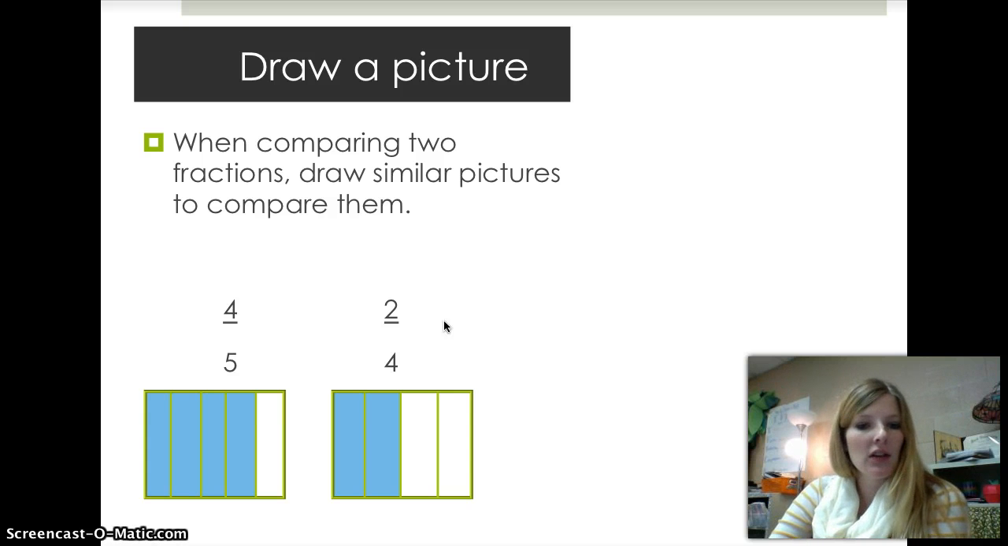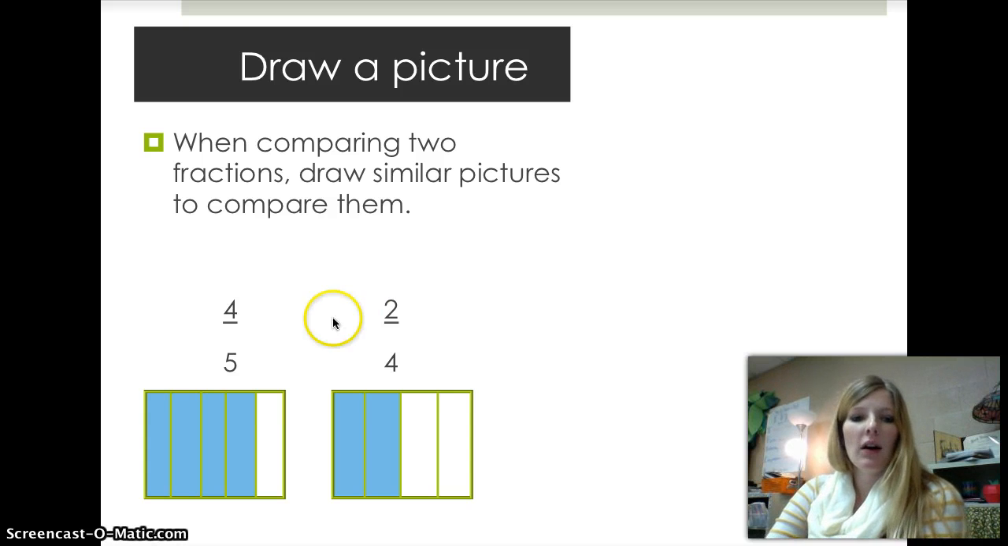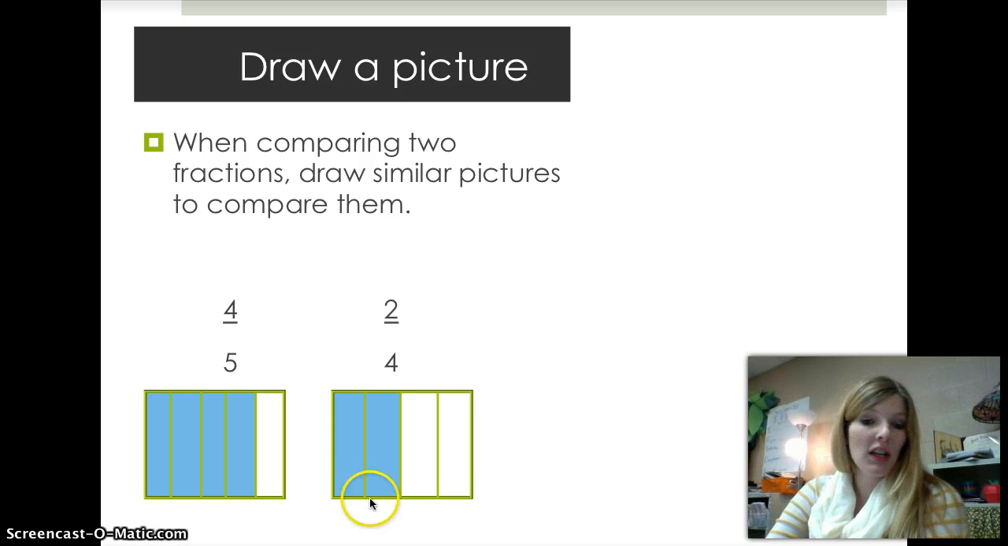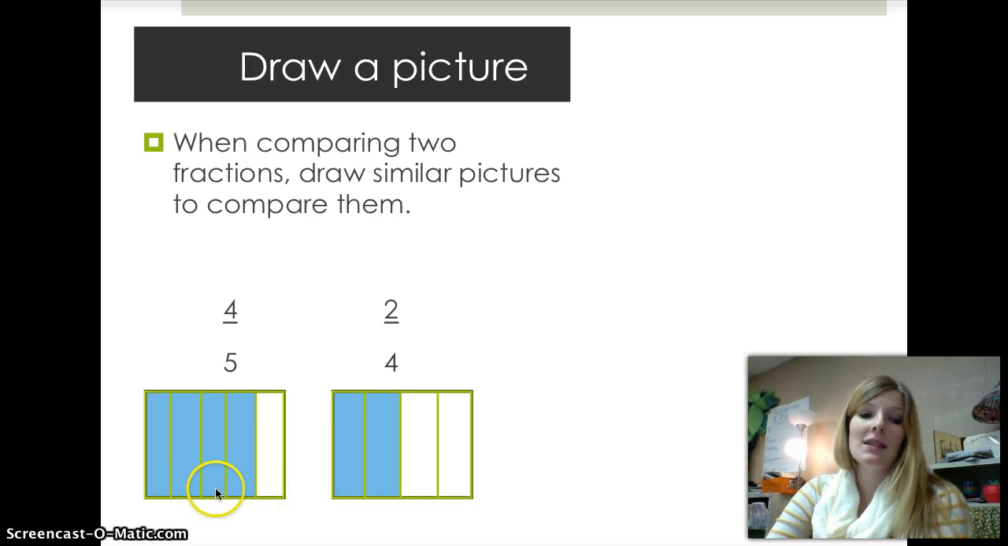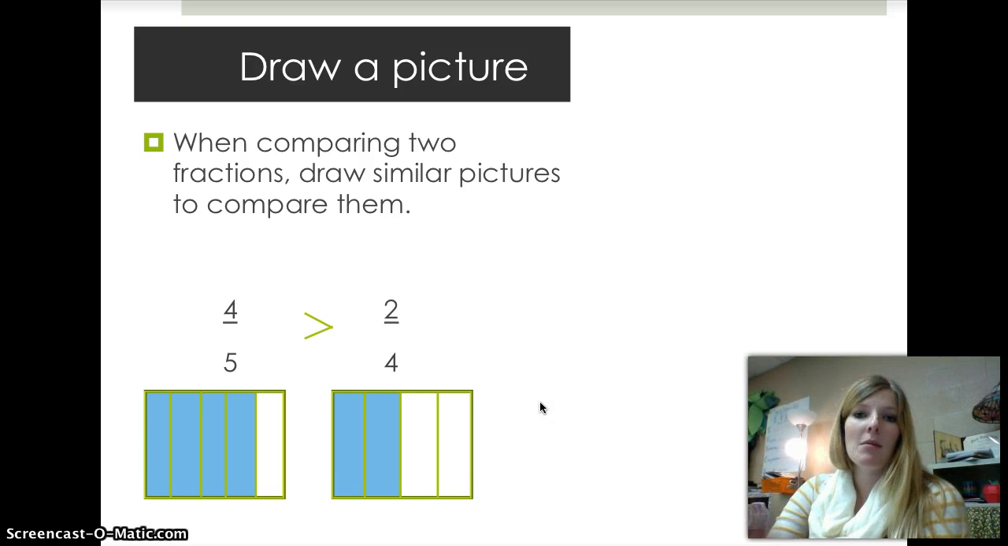So now you just need to take a look at the picture and see, well, which picture has more shaded in? Is it this one, or does it look like this one? Using your best judgment, I would say 4/5 has more shaded in, so 4/5 is the greater fraction. Remember, the alligator or the Pac-Man mouth always wants to eat the bigger thing. It's hungry.